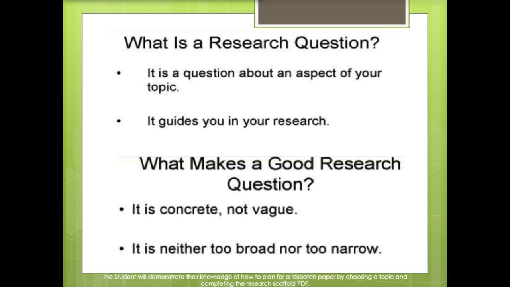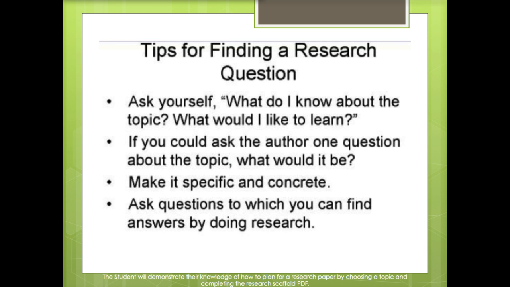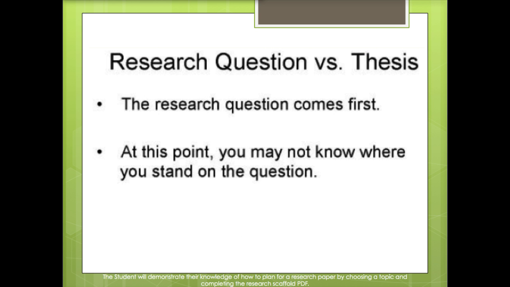Not like, why do people love Jane Austen? You could research that till the end of time. But something like, how does the use of sarcasm in Jane Austen's Pride and Prejudice help shape women's role in society? That would be something way more specific, and you can actually find the answers to it. Okay, so research question versus thesis. The research question always comes first because you may change your thesis as you find the research.